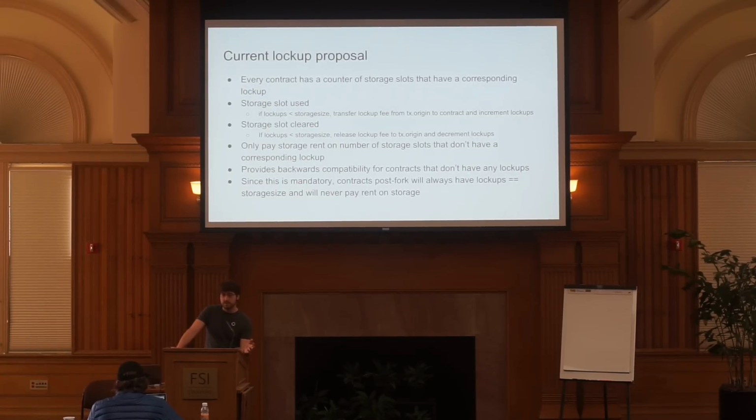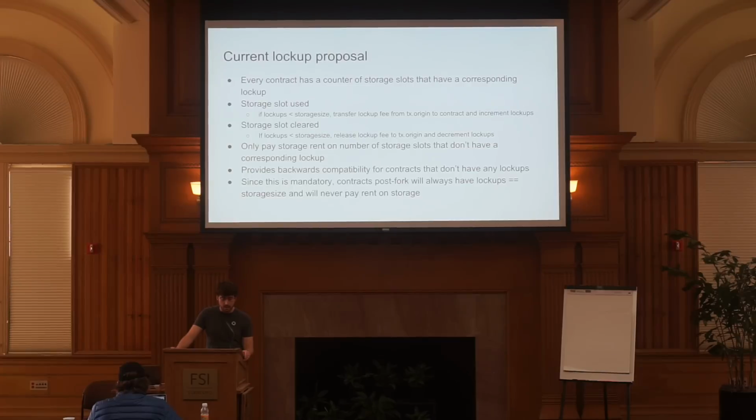So we can imagine CryptoKitties, which currently is using a lot of storage size but has no lockups. So every single time someone transfers a kitty, they would have to pay a lockup and increment that counter until the lockups actually match the storage size. And this also means that any new contracts post-fork would always have a lockup equivalent to the storage size, and they would never have to actually pay rent on storage. Because with storage rent you're only paying on storage slots that do not have a corresponding lockup.